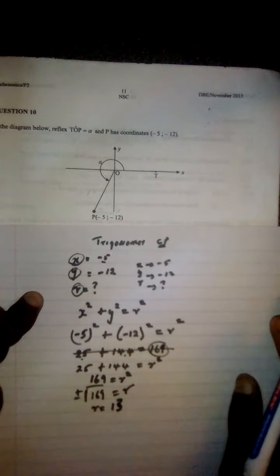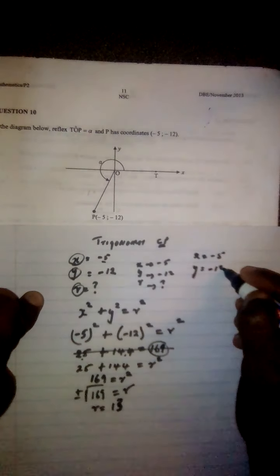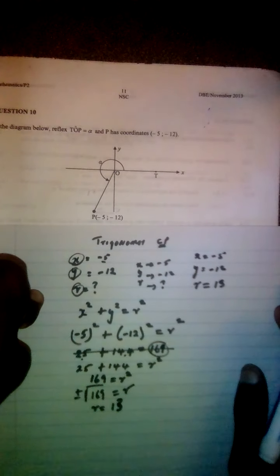R is always positive. So now, guys, you have the value of x is -5, the value of y is -12, and the value of r is 13. Now, it's easy to answer any question that has to do with trigonometry on a Cartesian plane.